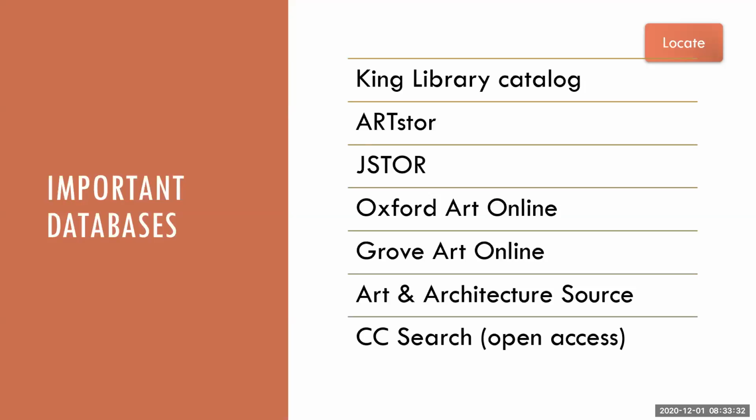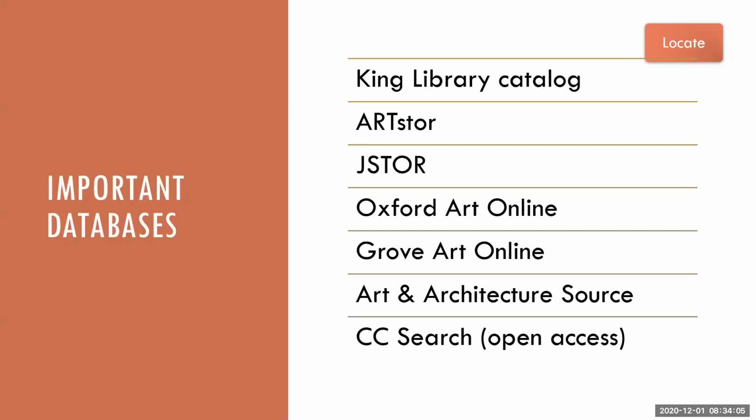So the King Library Catalog, as we already pointed out, is a great resource. It will not only have books and databases listed, but often articles or book chapter level records that you might find useful. There's ArtStore you can use for artwork search. JSTOR and Art and Architecture Source are great for finding journal articles. And Oxford Art Online and Grove Art Online are great databases for reference information. So like think encyclopedia, but much more extensive.